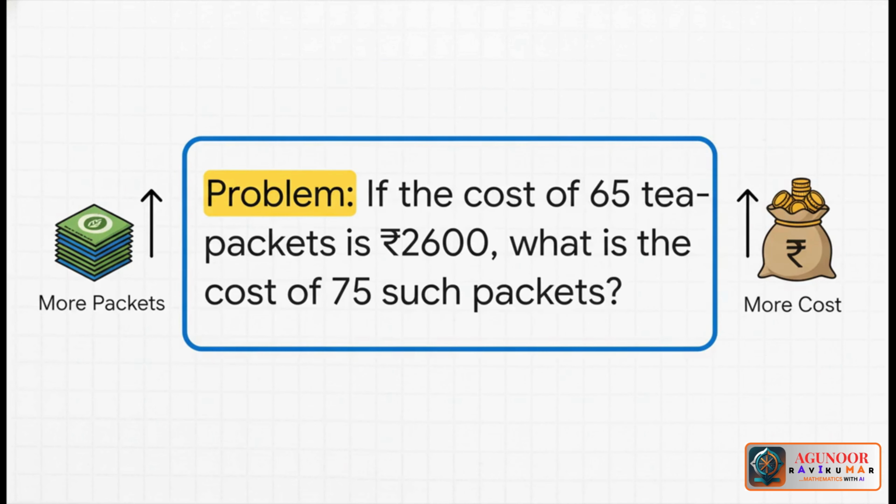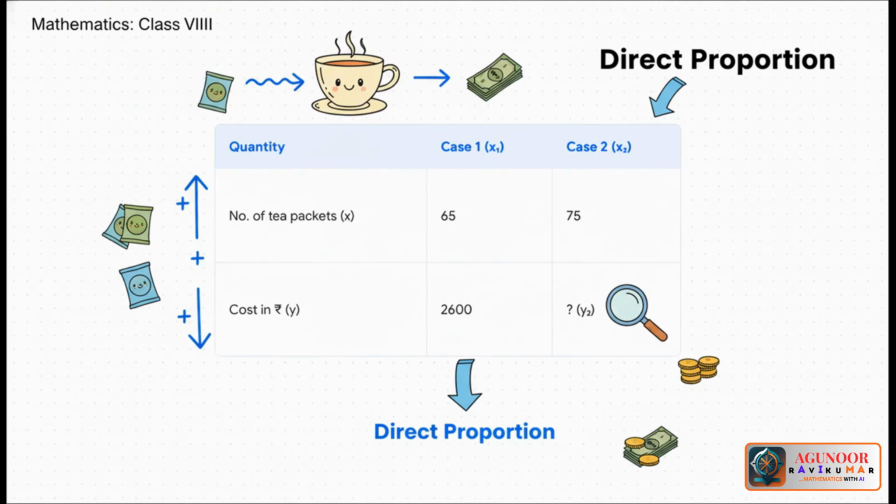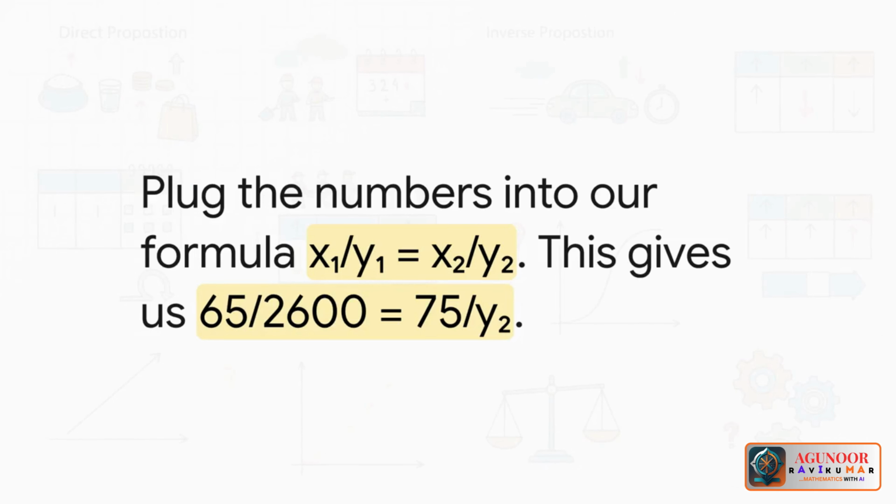Okay, let's put this into practice. We're going to walk through a classic textbook problem together, step by step. It makes sense that if you buy more tea packets, it's going to cost more, right? So this definitely sounds like a job for direct proportion. Okay, the very first thing you should always do is get organized. Making a table like this is a game changer, trust me. It makes everything super clear. We've got case 1, 65 packets for 2,600 rupees, and case 2, we're trying to find the cost, our y2, for 75 packets.